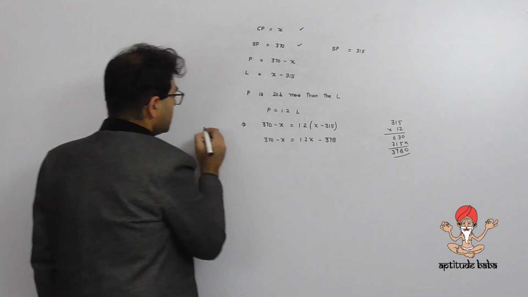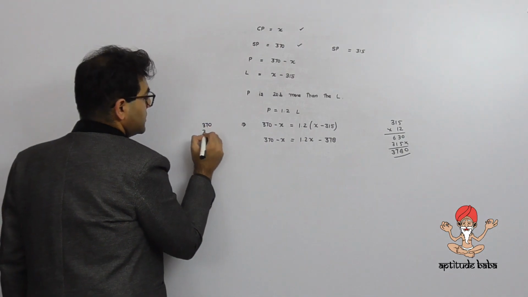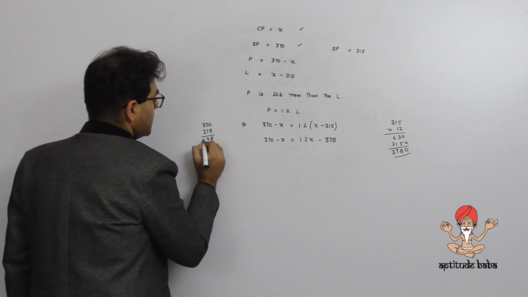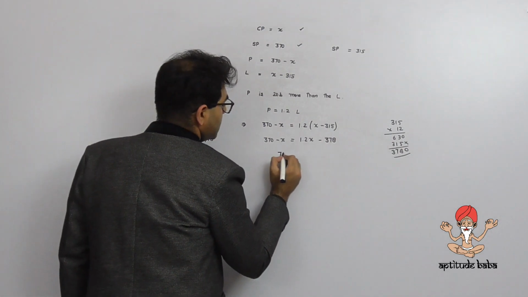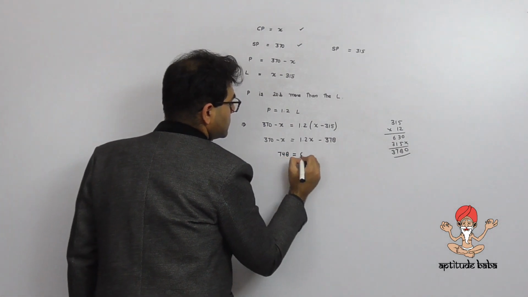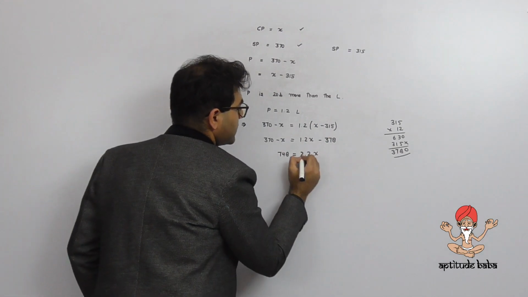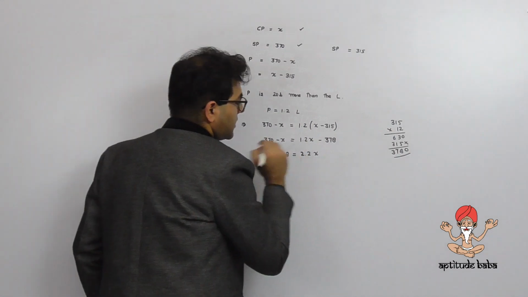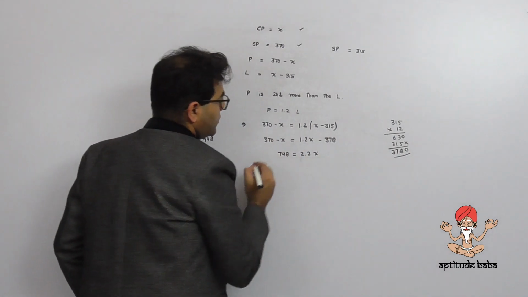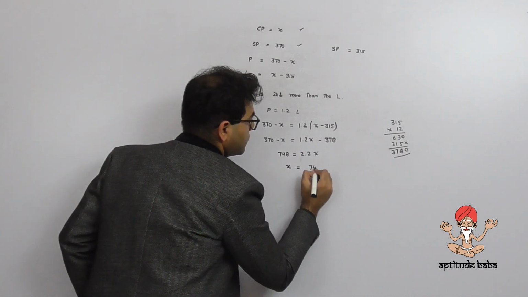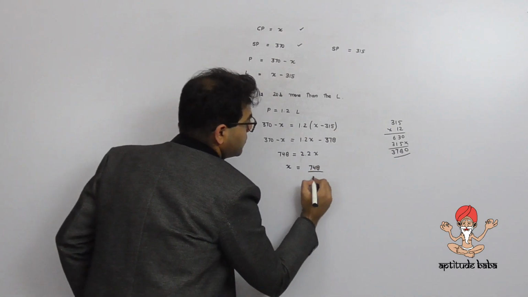So what do we have here? Okay, 370 plus 378, that gets you 748. So 748 is equal to 0.2 of x. Oh, so sorry, 2.2 of x. When this minus x goes over there, it will get added. So that will become 2.2 of x. Let's solve it. x ends up becoming 748 divided by 2.2.